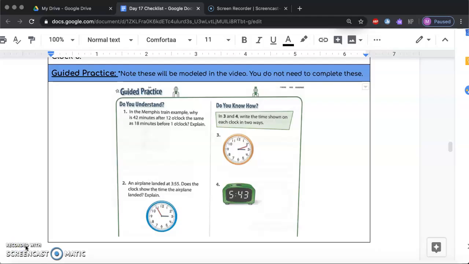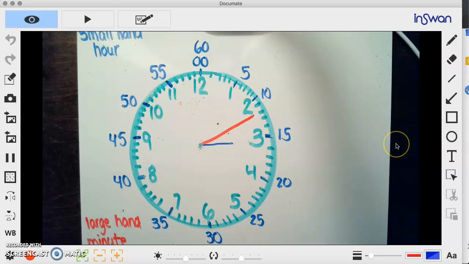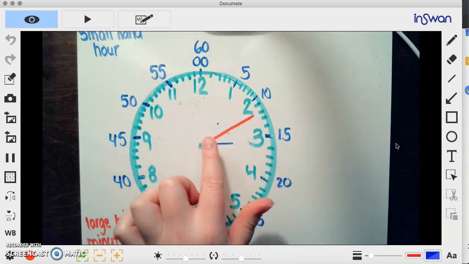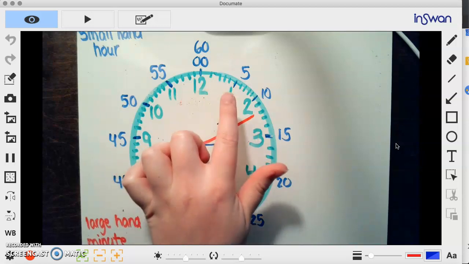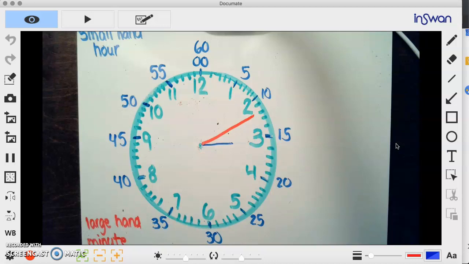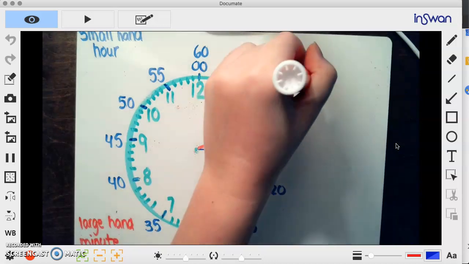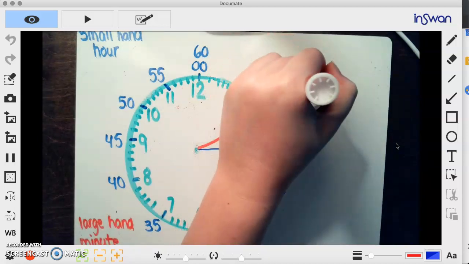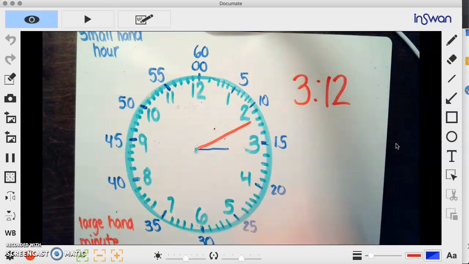Look at number 3. It says in 3 and 4, write the times shown on each clock in 2 ways. So I'm looking right here, and I've drawn it on here. I can see my hour hand is pointed to 3, and my minute hand is pointed to 5, 10, 11, 12. So I can say that the time is 3:12.